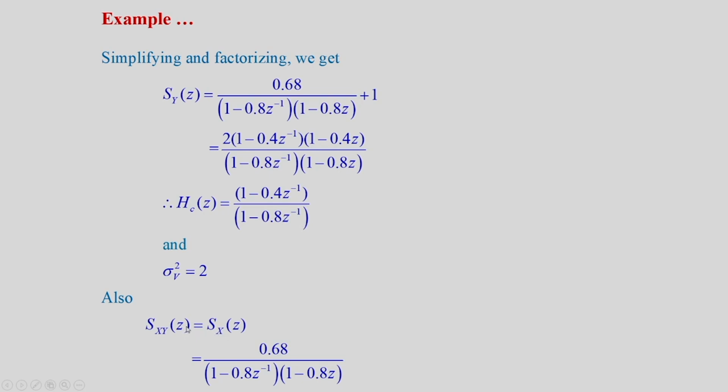Also, because the signal and noise are uncorrelated, we will get from the same model Sxyz is equal to simply Sxz, which is given by 0.68 divided by (1 minus 0.8 Z inverse) into (1 minus 0.8 Z). So we have found out Sxyz, we have found out Hcz, and we have the Hcz inverse also. This part is the Hcz inverse.